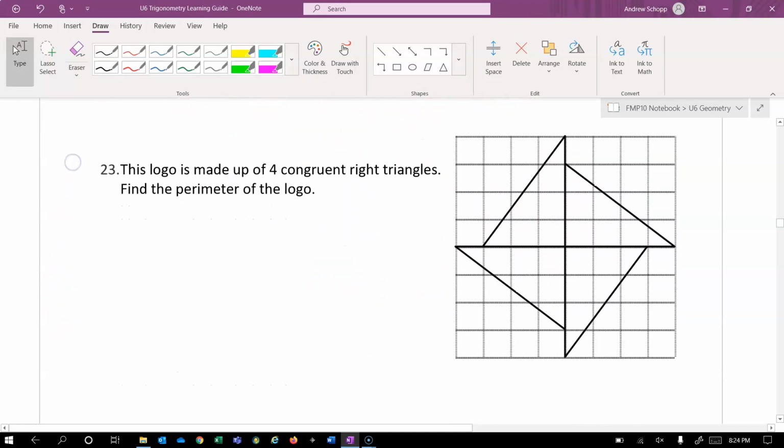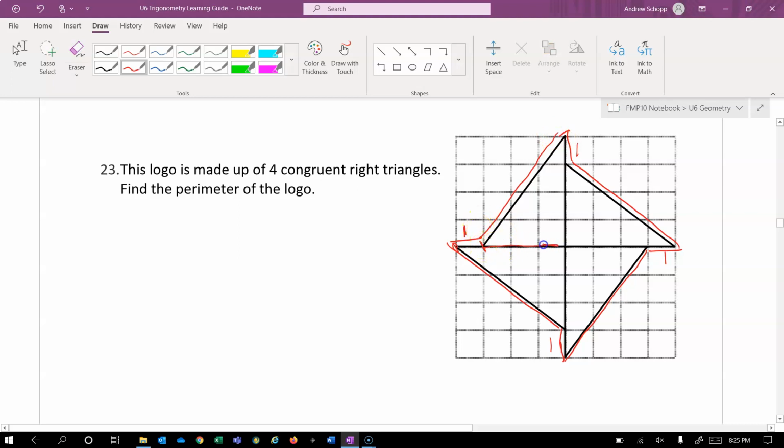Number 23, the logo is made up of four congruent right triangles. Find the perimeter of the logo. So perimeter would be the distance along the outside. So kind of a line here following the red line. And we know that this distance between here and here is just 1 unit. So we have 1 unit, 1 unit, 1 unit, 1 unit. But the section that we have to find is this section here.